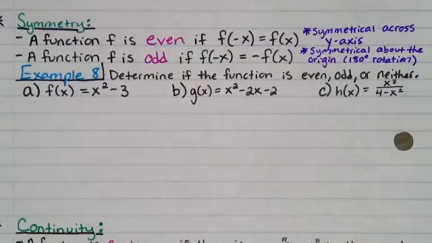Hey everybody, we are in our last little installment for section 1.2. We're going to talk about some symmetry. There are two different types of symmetry that we're going to really focus on, which are even and odd.